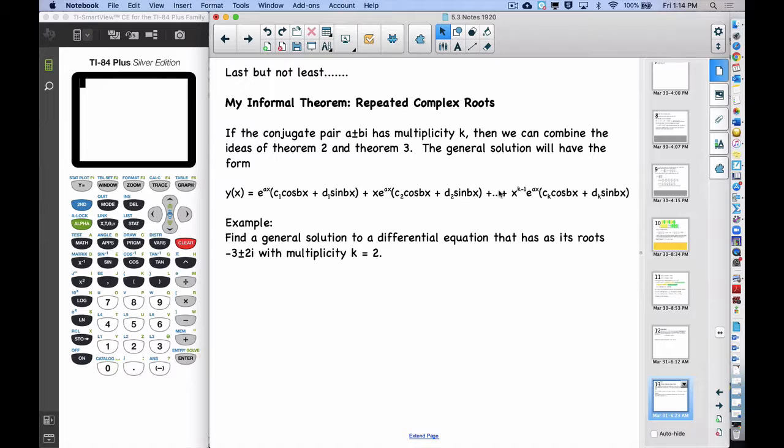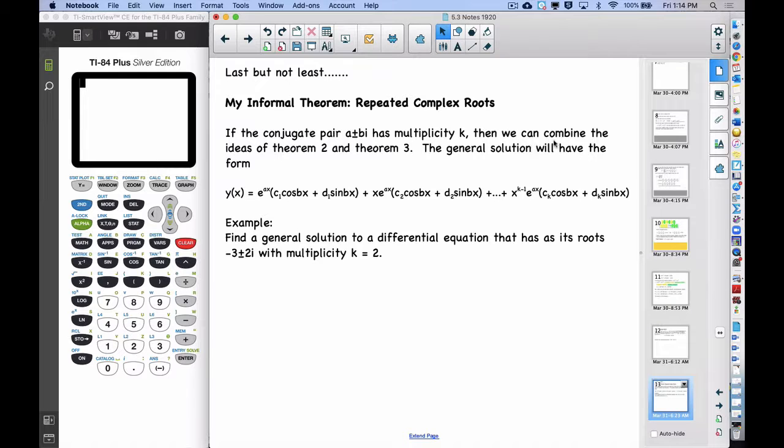All right, and then the last thing related to these theorems is not really a formal theorem in our textbook, but it's kind of putting together the ideas, and I just wanted to make them explicit so we can see that they work together. So I call it my informal theorem because it's not numbered in the book. If the conjugate pair a plus or minus bi has a multiplicity k, so that last theorem talked about if there weren't repeats. This is talking about if there is. Then we just put together the ideas of theorem 2, which is what we did with repeating roots, and theorem 3, which is what we're talking about today, or what we did in that last slide.